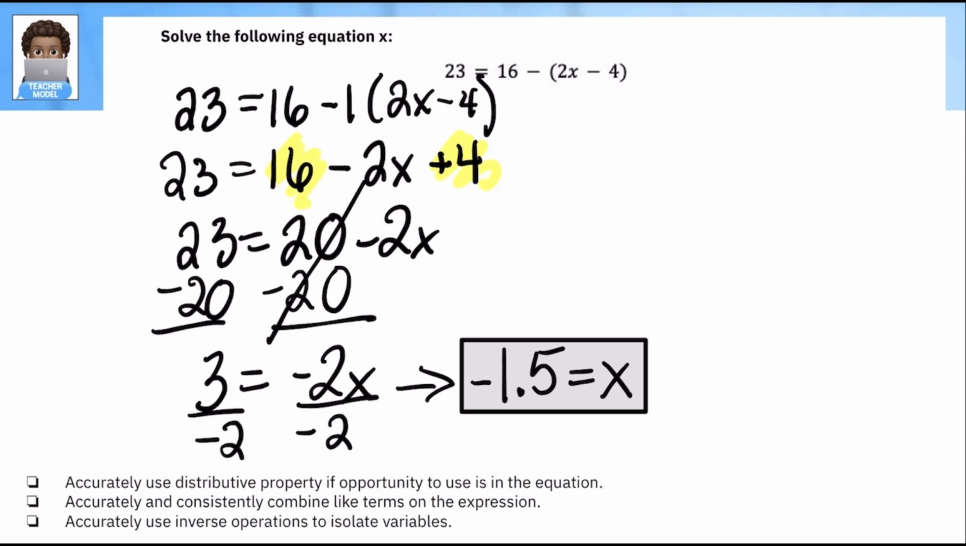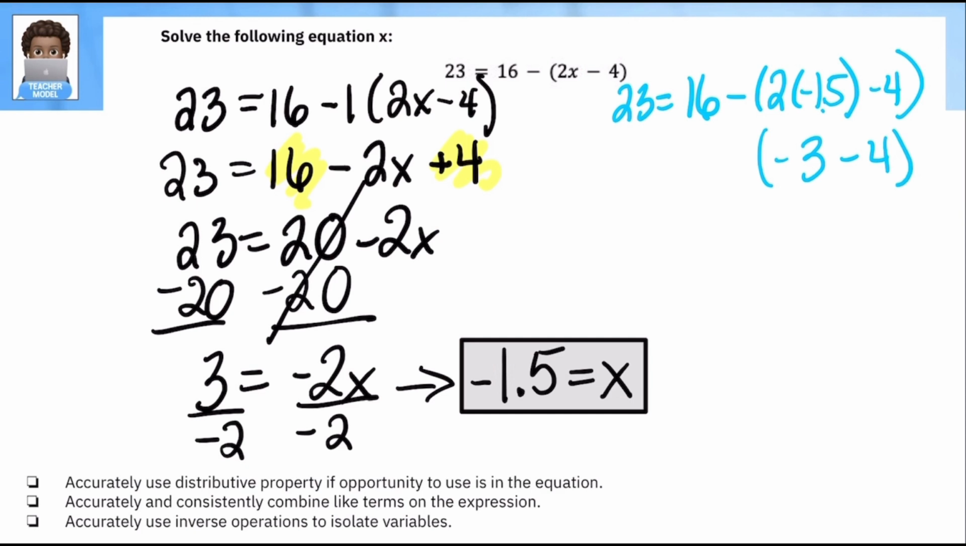And now I want to check my work. So 2 times negative 1.5 minus 4. All right, so we're going to start with that. 2 times negative 1.5 is negative 3. So negative 3 minus 4.